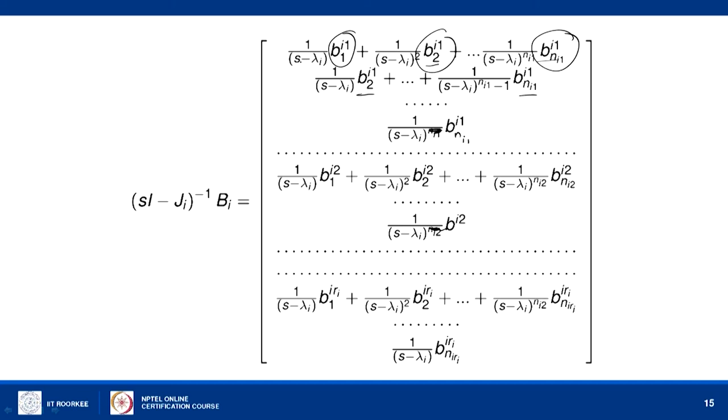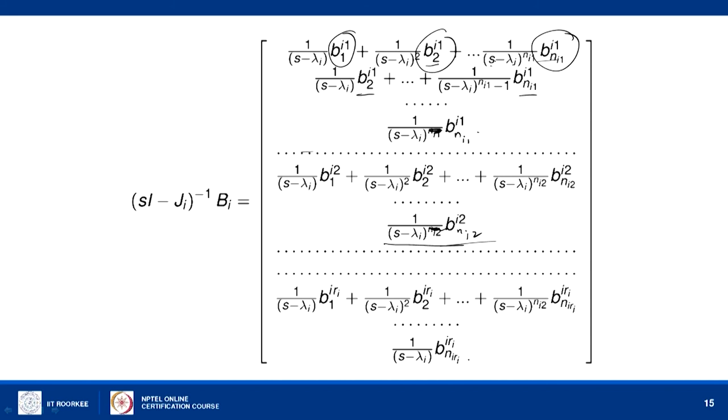The first term is s, 1 by s minus lambda_i, and the last term here is 1 by s minus lambda_i power n_ij. But here the first block will have only the last term, 1 by s minus lambda_i, multiplied by this row vector. Similarly, the second block, if we take its last row, is given by 1 by s minus lambda_i multiplied by b_i2 suffix n_i2, and the last block is 1 by s minus lambda_i multiplied by the row b_ir_i suffix n_ir_i.